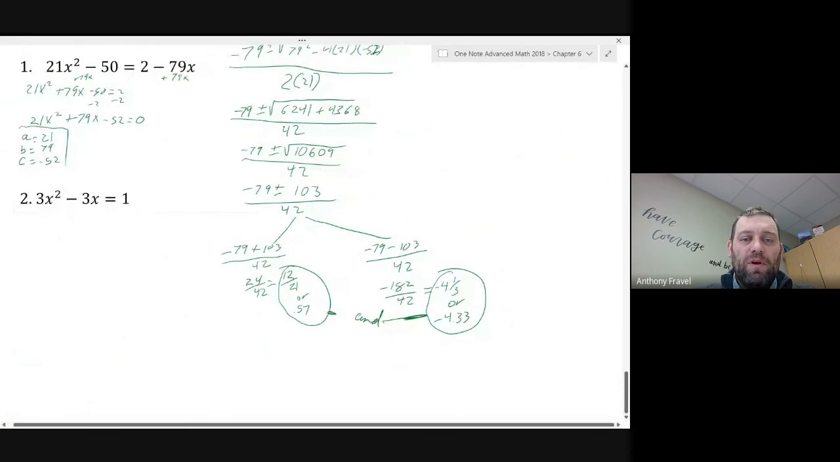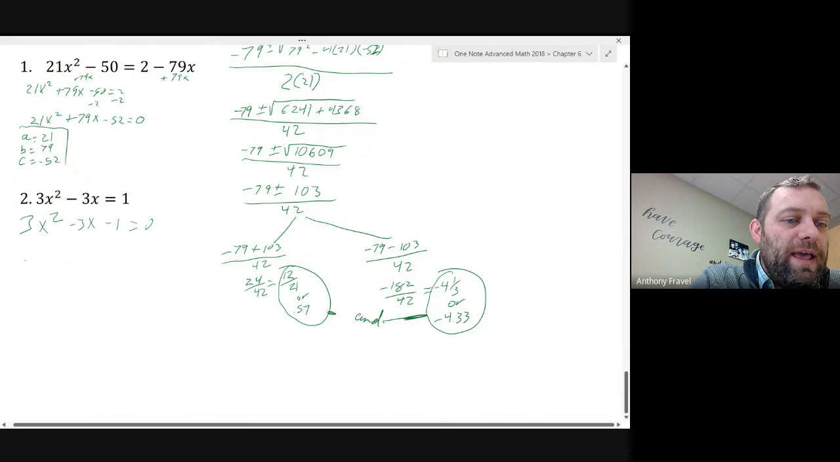The next one works the exact same way. All right. We've got to put it in the correct form. So you got 3x squared minus 3x minus 1 equals 0. My A, my B, my C. All right, A value is 3. B value is -3. C value is -1.